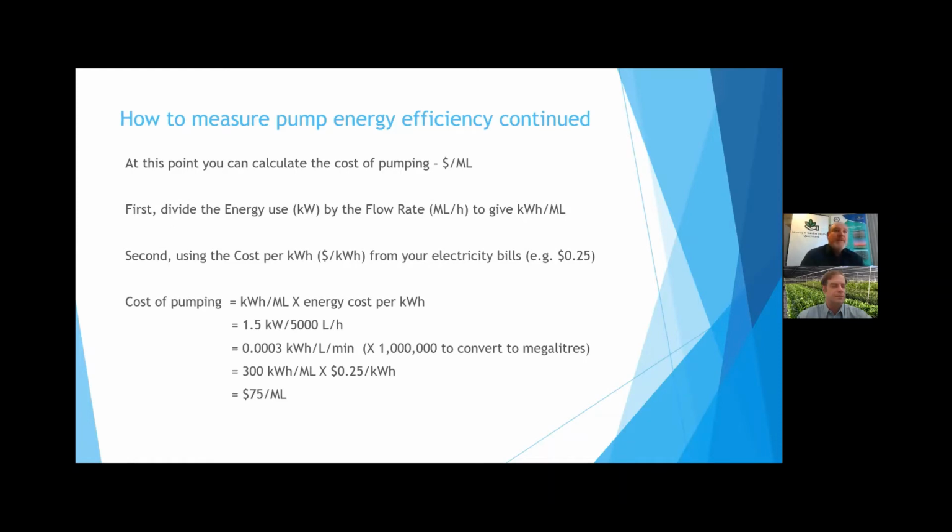So in the example here, we've got a 1.5 kilowatt pump. Our flow rate is 5,000 litres an hour. So we divide 1.5 by 5,000, and then to bring it to megalitres per hour, we multiply that by 1 million, which gives us 300 kilowatt hours per megalitre. And then if you take the cost of 1 kilowatt hour from your power bills, in this case, we're using 25 cents per kilowatt hour, you'd multiply that by the 300, and we end up with $75 per megalitre, which is how much it costs to pump in this system.